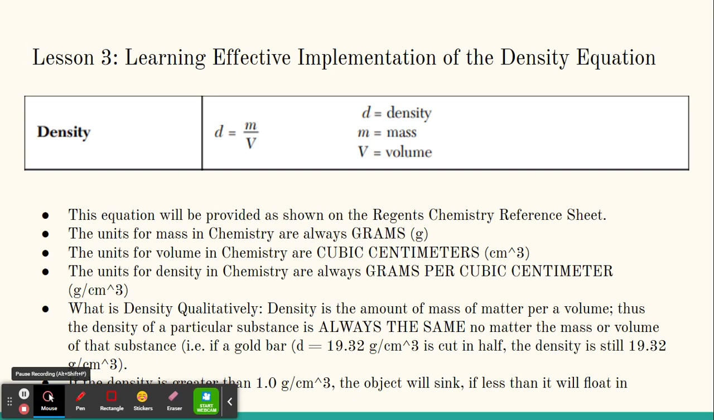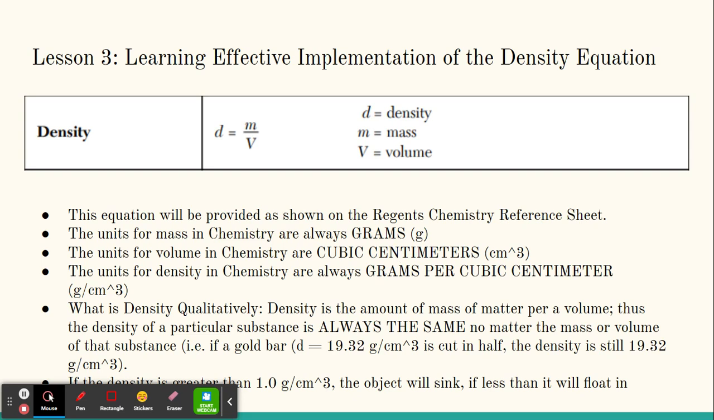Nonetheless, the unit for mass in chemistry is always grams, and the unit for length in chemistry is always centimeters. Subsequently, the unit for volume in chemistry is always cubic centimeters. Since density, as we see here, is equal to mass divided by volume, subsequently the unit for density is always grams per cubic centimeter, since we're doing grams divided by centimeters cubed.